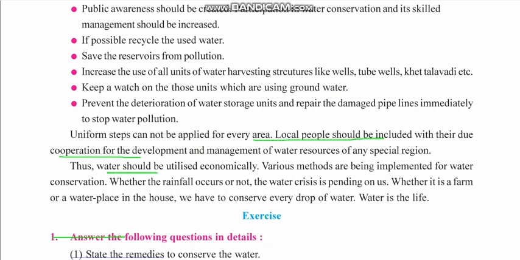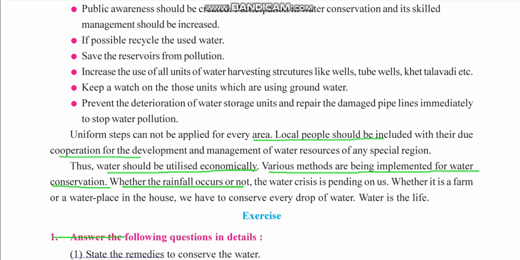Thus, water should be utilized economically. Ultimately, this is the bottom line. Water should be utilized economically. Until and unless we use it economically, we will not be helping the environment to be better. Various methods are being implemented for water conservation. There are a lot of other methods also. It helps to protect the water.